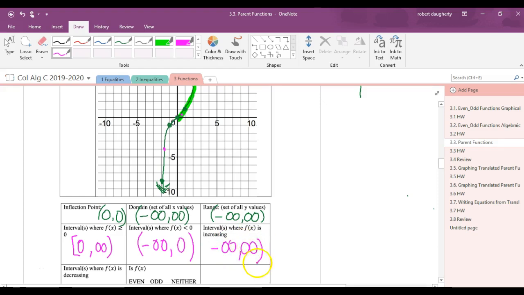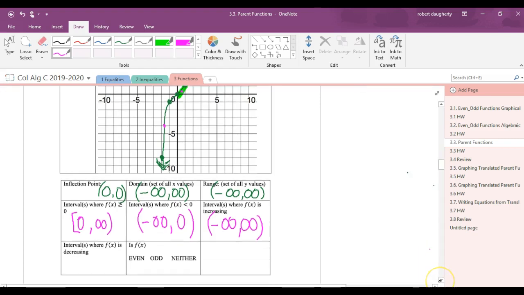If it's increasing from negative infinity to infinity, where do you think it's decreasing? Nowhere, okay? This function doesn't decrease. To decrease, I would have to be able to mark a point on the left, mark another point, and see that the graph went down. This one just keeps on going up. So it is never decreasing. So there are no intervals that do that.